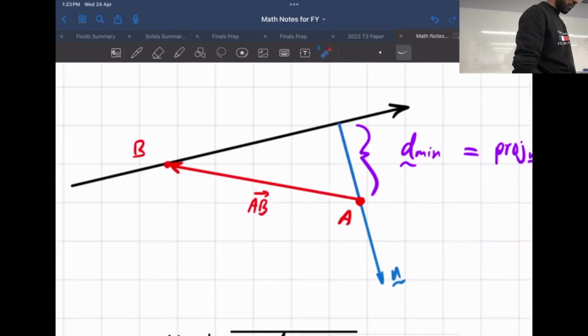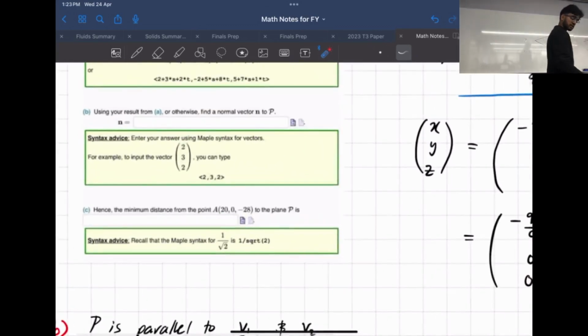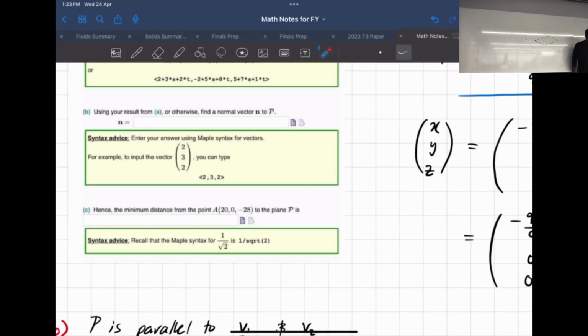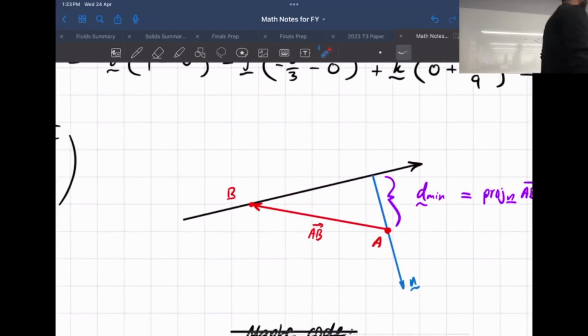And then we're also going to need one more point, point A. They've given us this in the question. So A is 20, 0, and negative 28. And I'm going to draw a vector AB, and I'll show you guys why. Taking a look at this diagram, if we have a point A over here, the minimum distance to the plane has to be the perpendicular distance. So this will be our min distance.